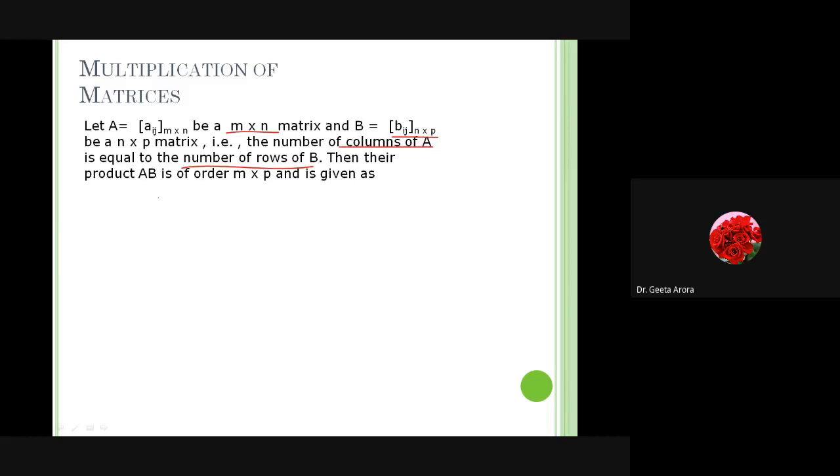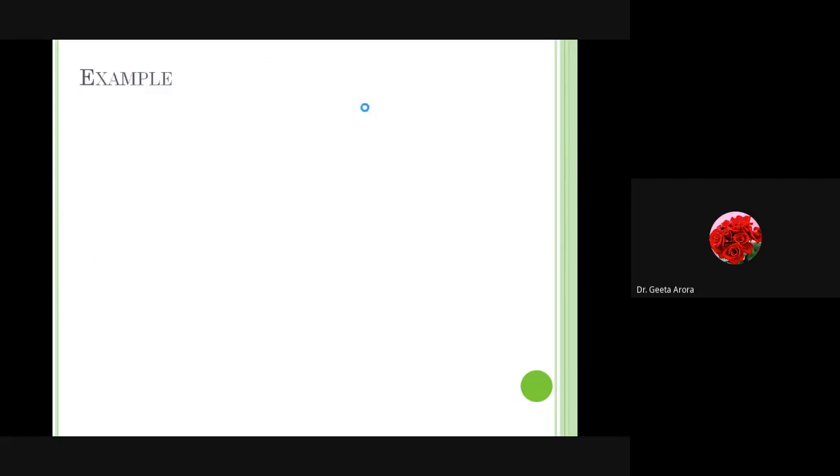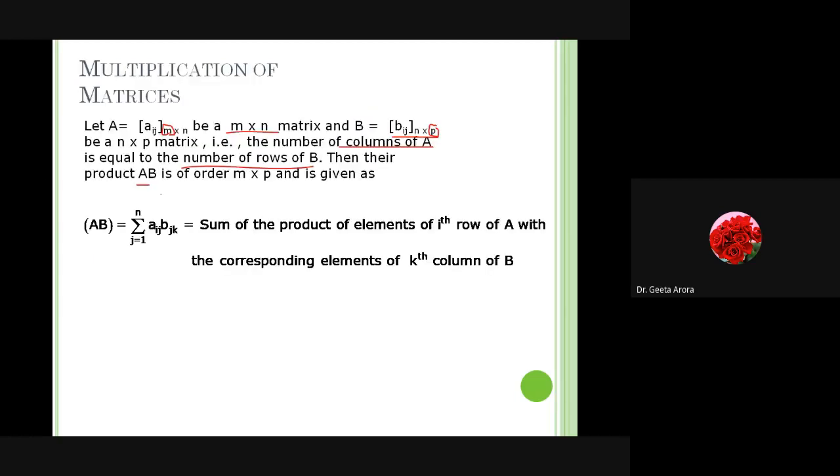Then the product will be of order m cross p, meaning the common one is eliminated, and we get the order with m rows coming from A and p columns coming from B. So this is how we are going to find it. Here we have the summation of the sum of products of the elements of the ith row with the corresponding elements of the kth column of B.